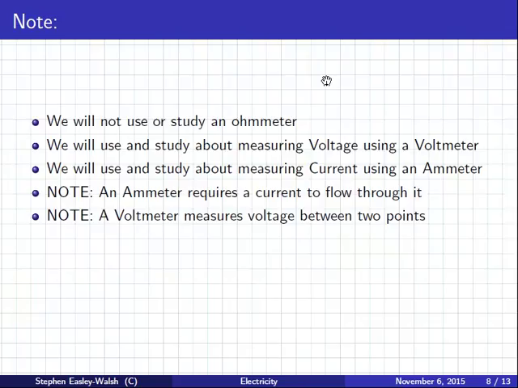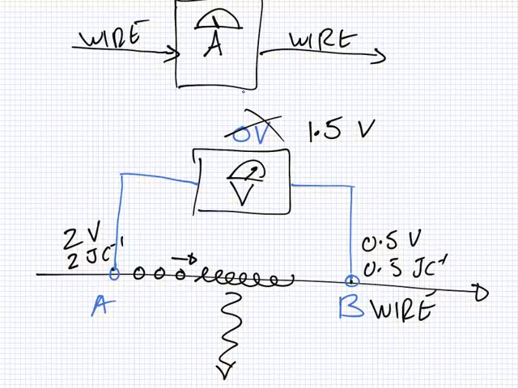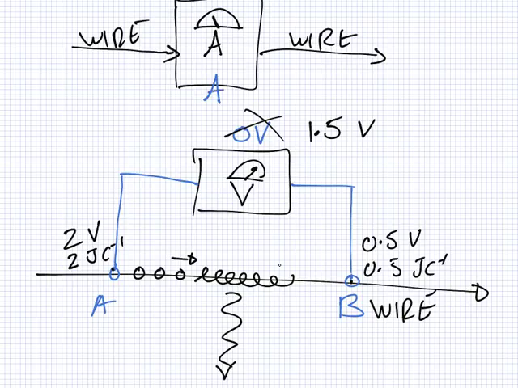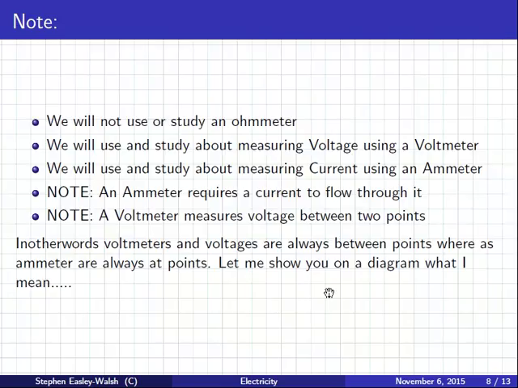A voltmeter requires a voltage between 2 points. In other words, voltmeters and voltages are always between points, whereas ammeters are always at the point. So here I can say what is the current at A, whereas here I can only say what is the voltage between A and B. So voltmeter is always between, and current can be at. Okay, and I drew that already. So, next.